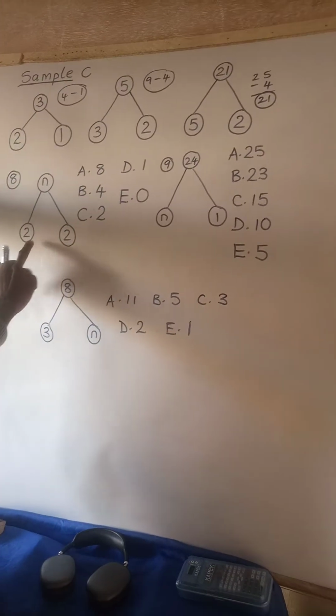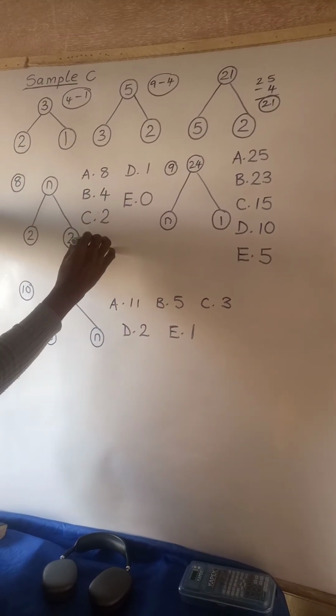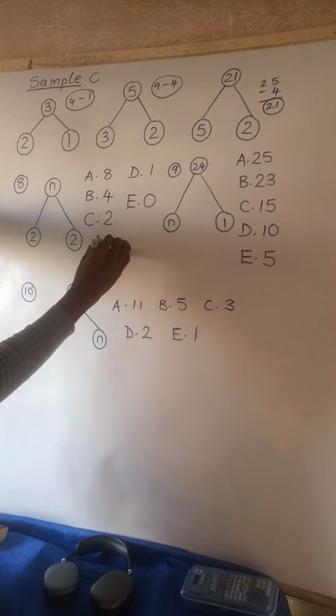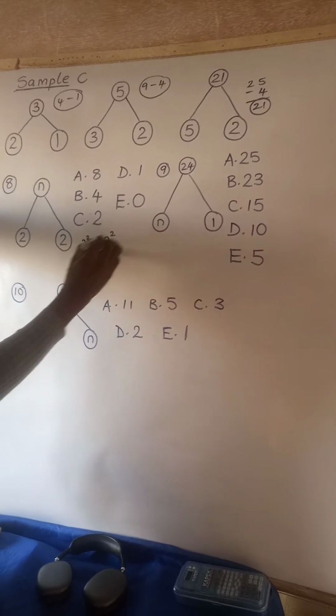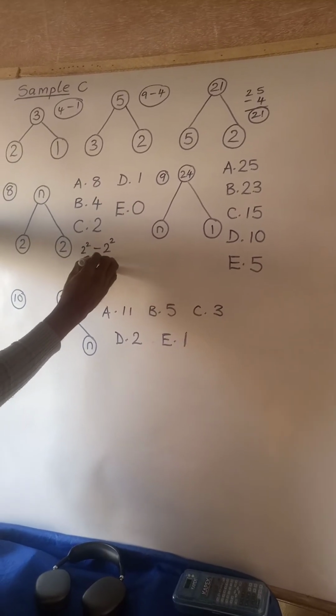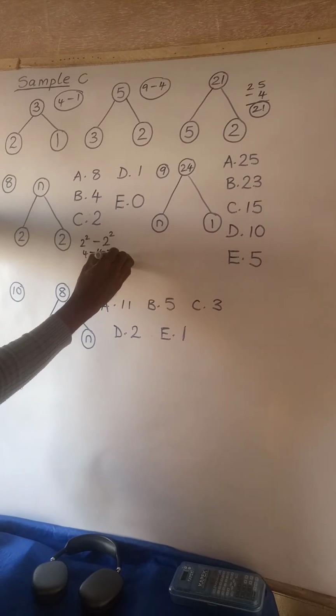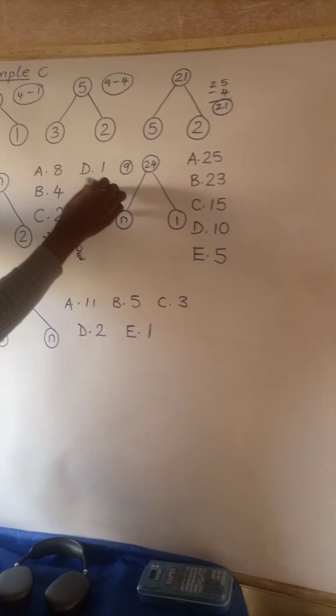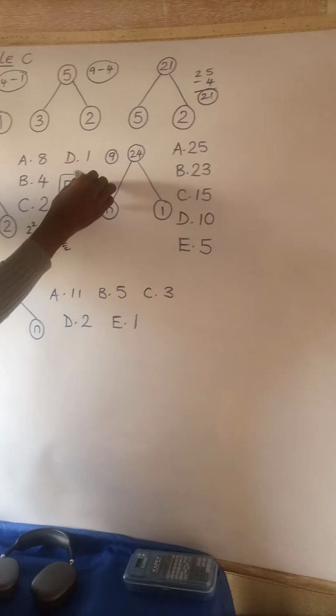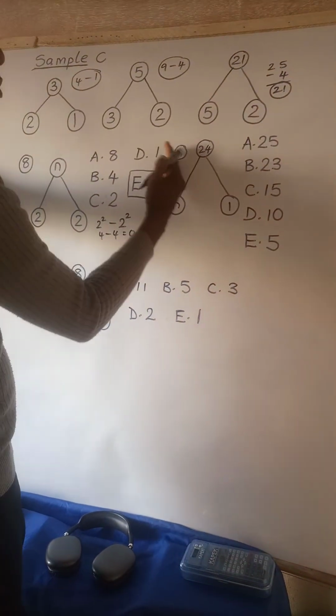Now, what we have here is 2 times 2, which is 4, minus 2 times 2, which is 4. 4 minus 4 will give us 0. Meaning that the answer to question number 8 is 0.